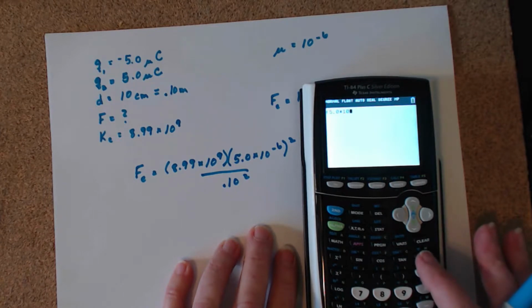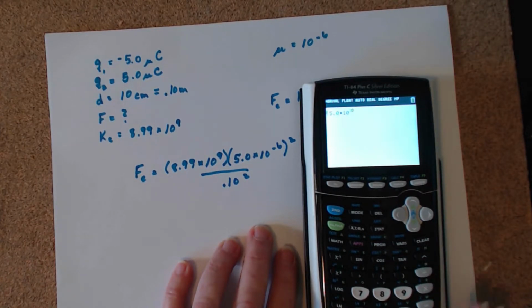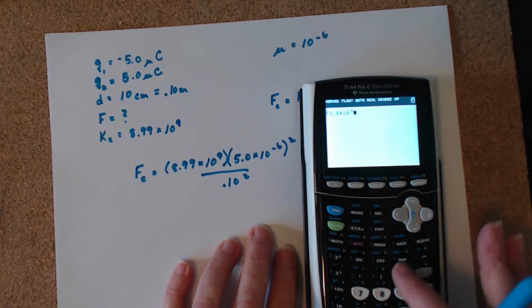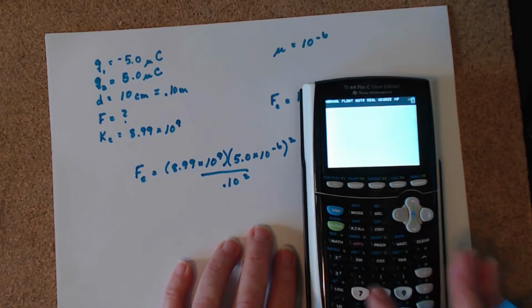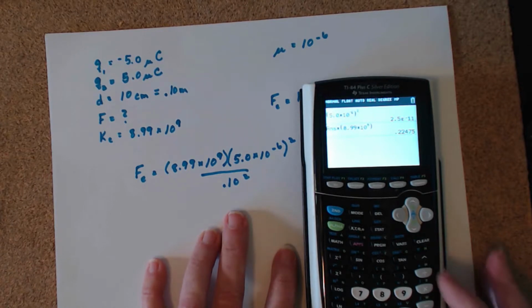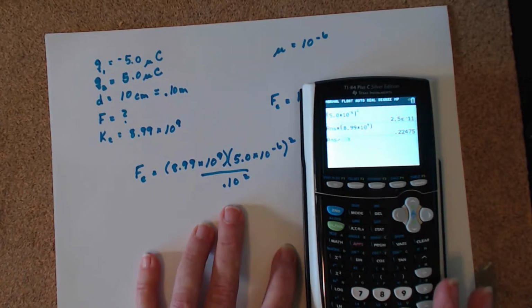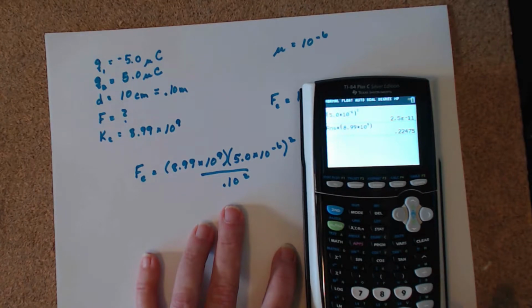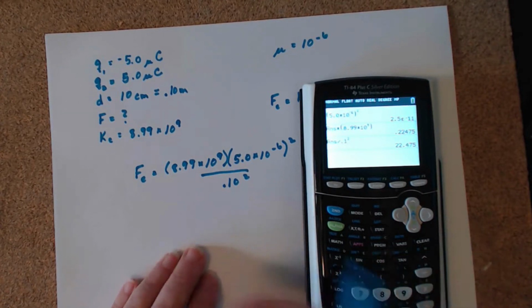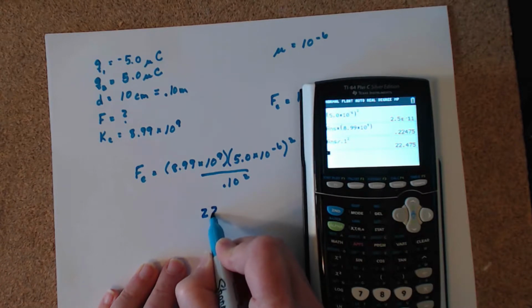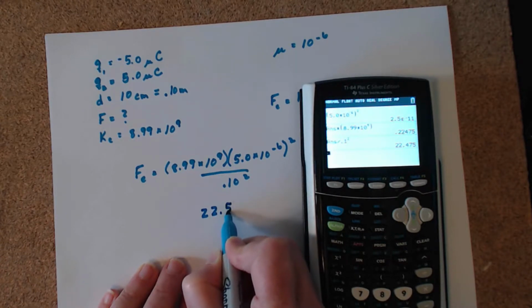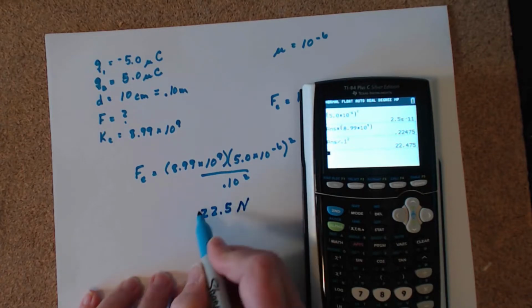First, we're going to square our charge value and find that answer. Then we're going to take that and multiply it times Coulomb's constant. After we find that answer, then we're going to divide by the square of the distance, giving us an answer of 22.475 newtons. And we can round that to 22.5 newtons.